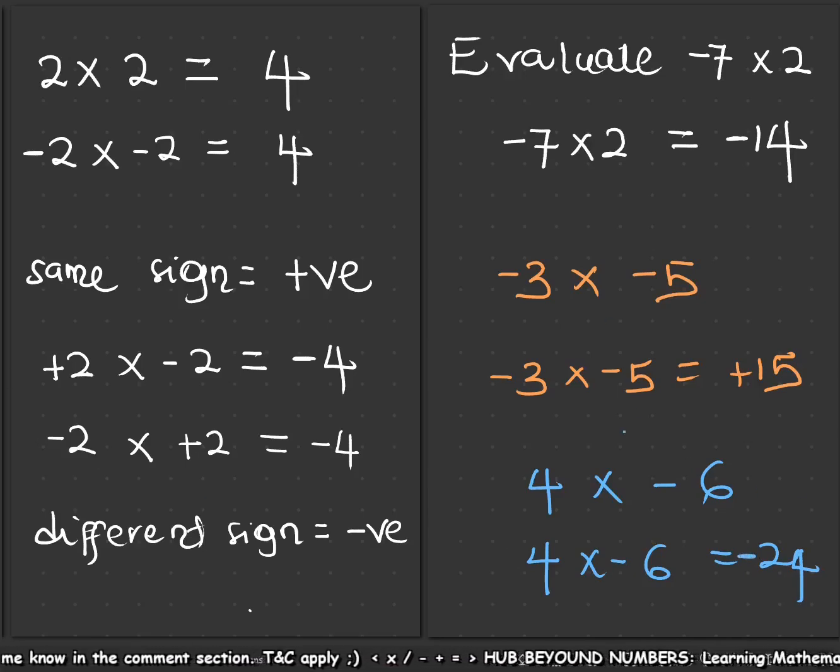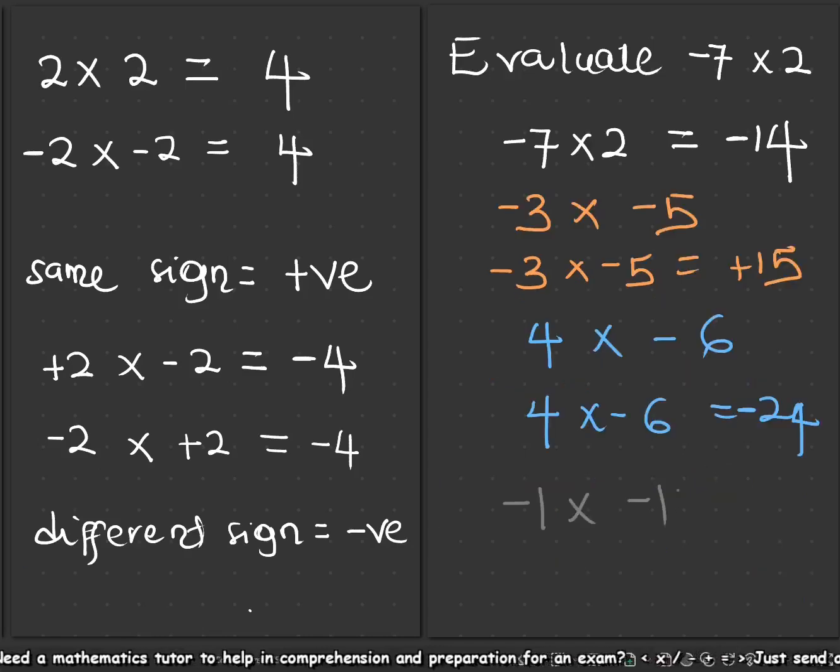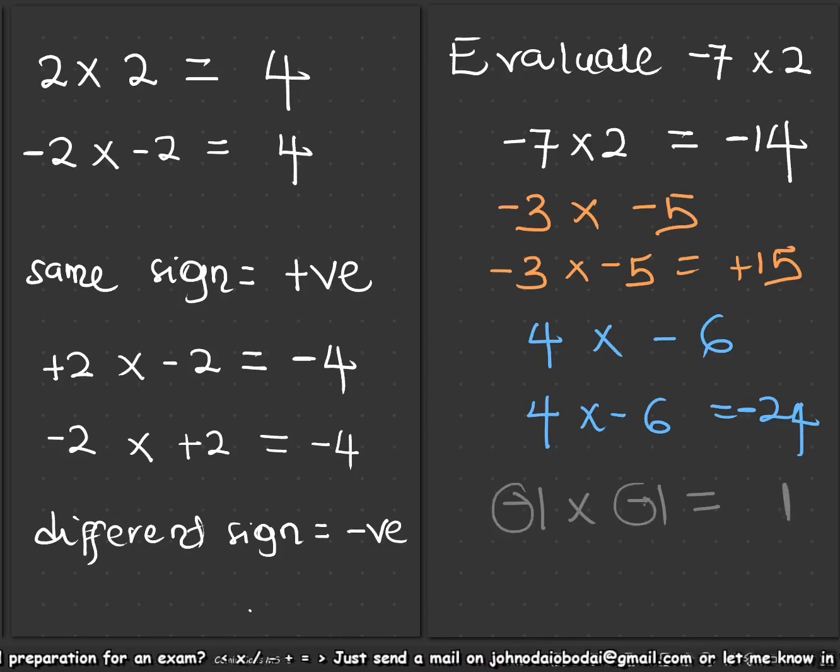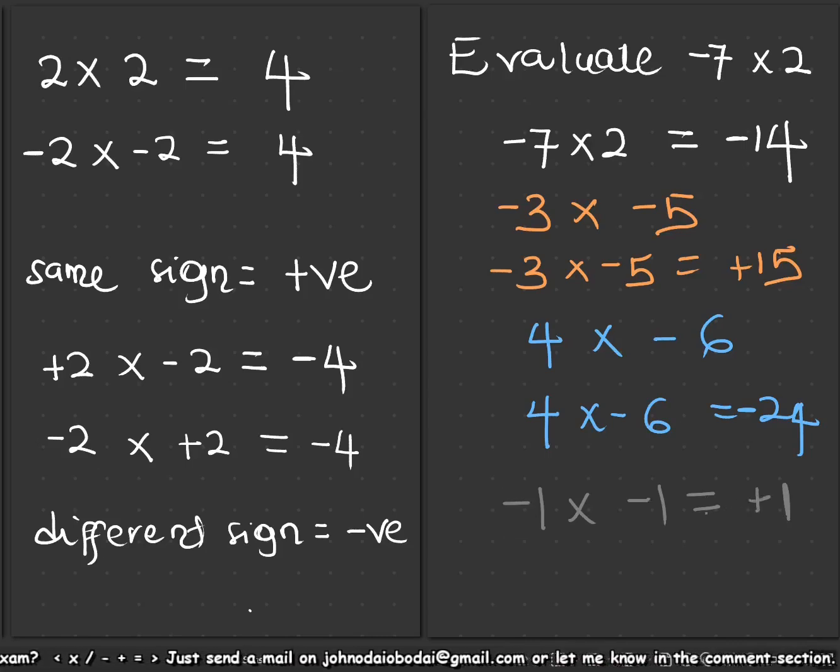Then one last one over here. So we have -1 times -1. The signs are what? The same. And we know 1 times 1 gives us a 1. Negative times negative gives us what? A positive. You see, so +1, as simple as that. So these are the rules we use when multiplying.